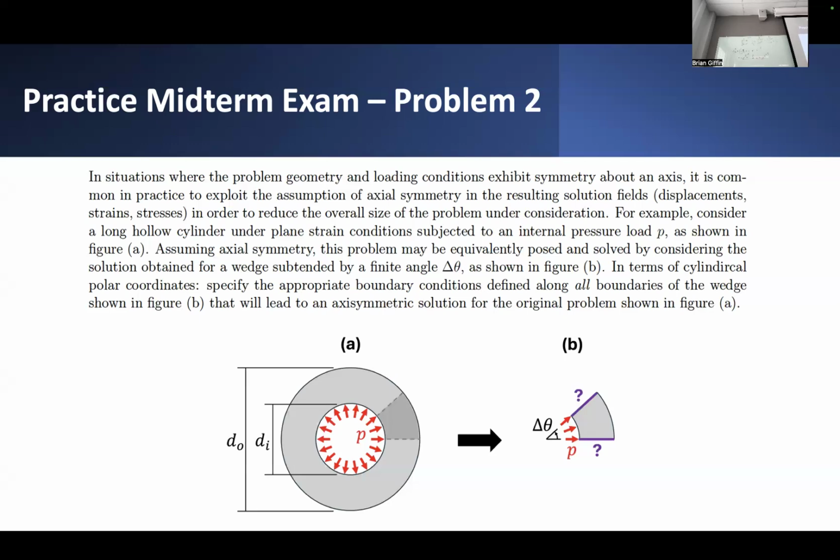And we can reduce it even further to what is almost like a one-dimensional problem using this assumption of axisymmetry. And what I ask you to do in this problem is not to solve this specific boundary value problem, but rather to just set up the problem and define the boundary conditions. Not of this original axisymmetric-looking plane strain problem, but rather give me the boundary conditions that would still give me an equivalent solution to this problem, but just considering a small wedge of this circular arc.